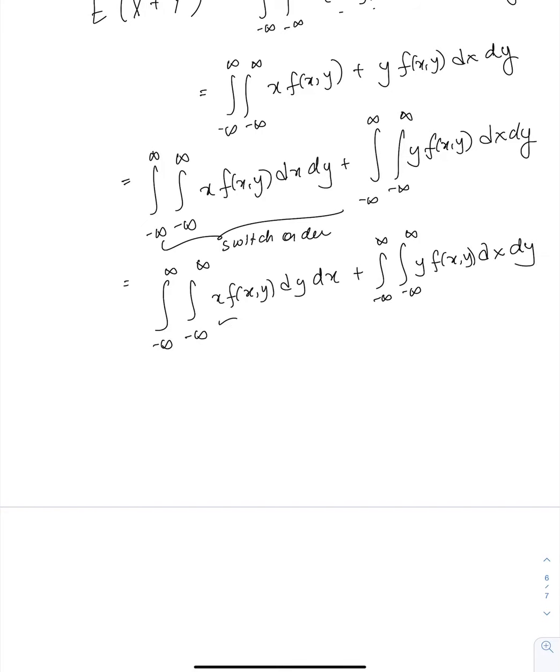Okay, now this inside is a dy integral. This is just a function of x alone. So I can take this out, okay? And I'll have integral negative infinity to infinity. These are my x limits. And now I have integral from minus infinity to infinity f of x, y, dy and dx. Similarly, I'll have over here by chucking the y out.